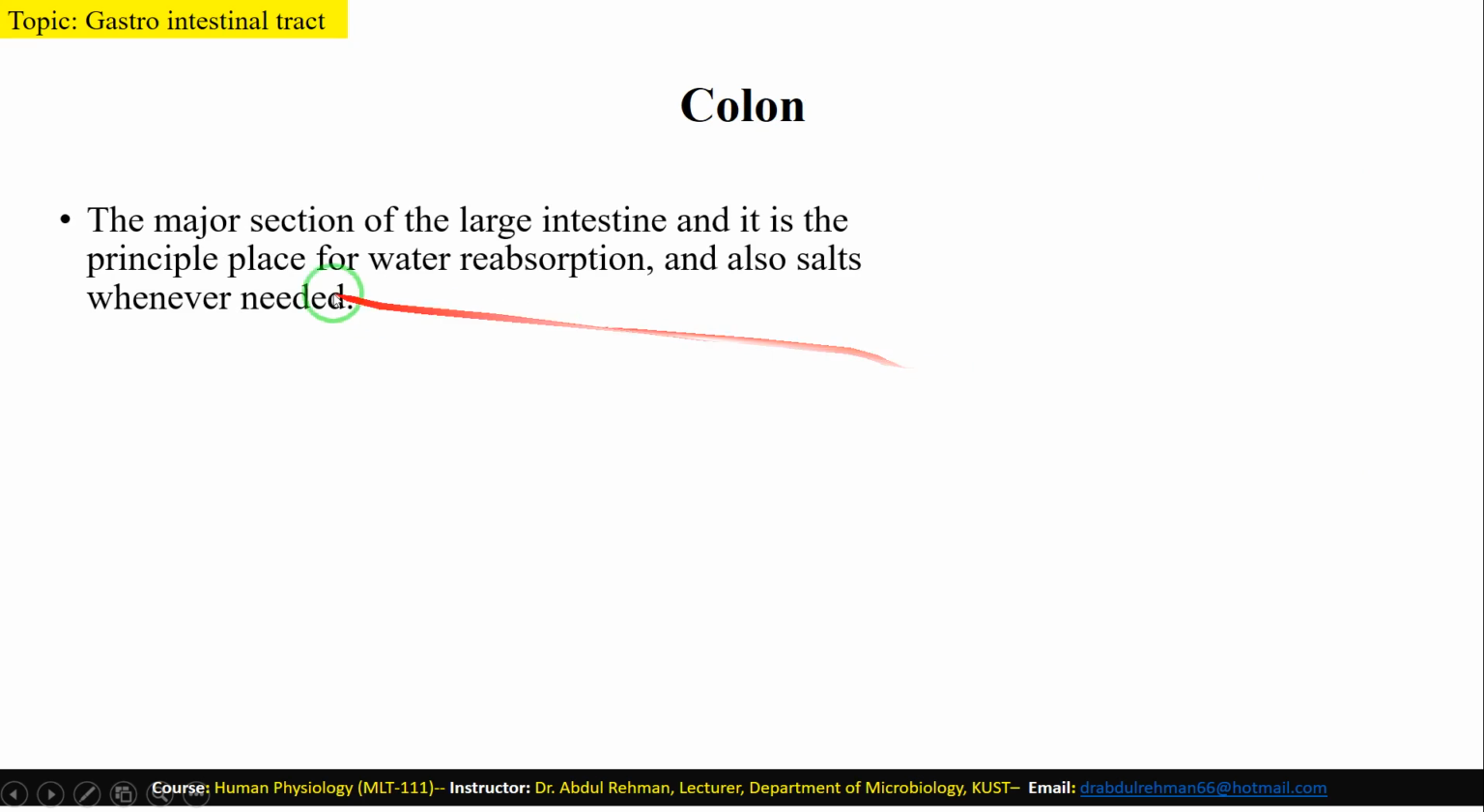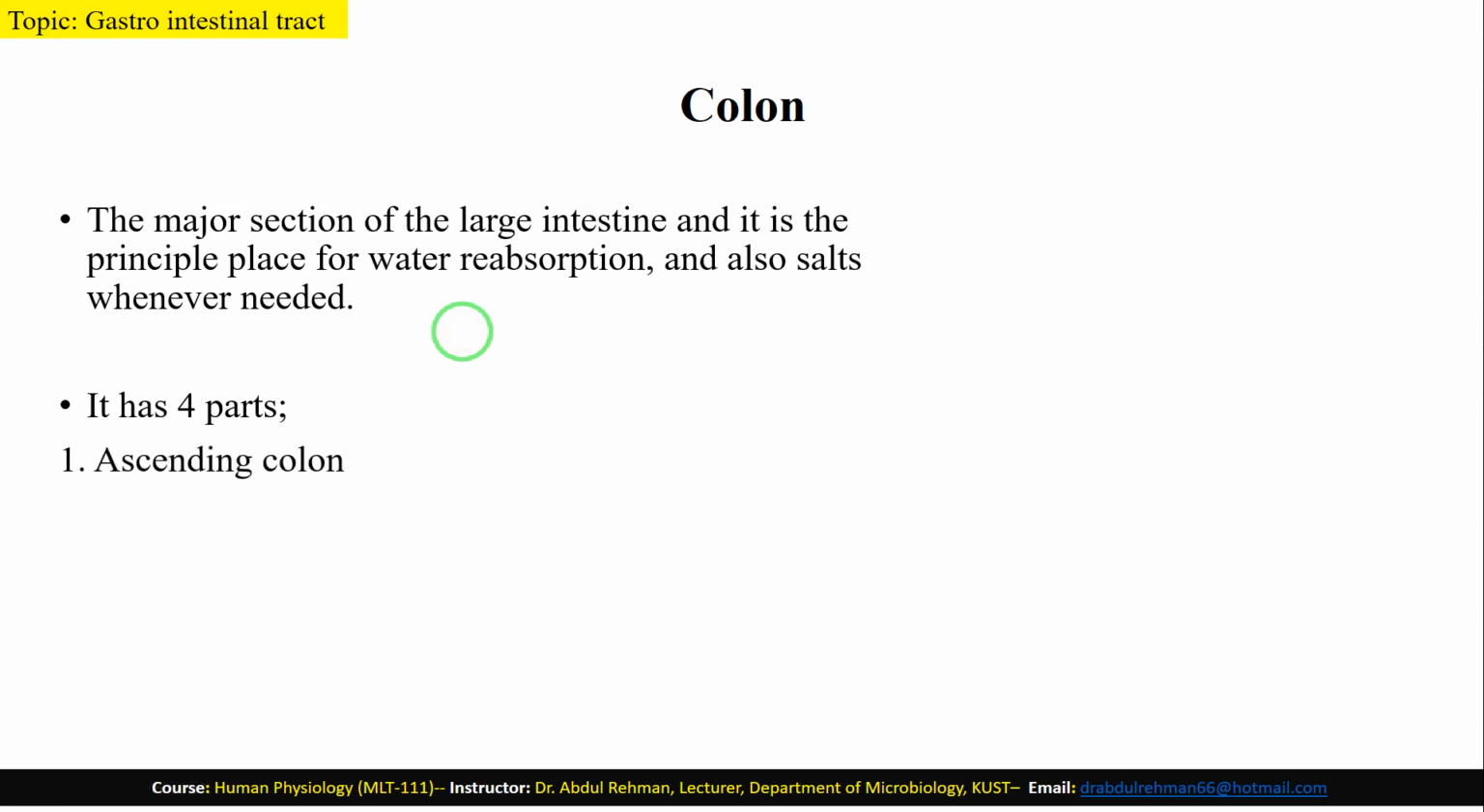The colon is the major section of the large intestine, and it is the principal place for water absorption, and also for salts whenever needed. It has four parts, as we discussed earlier: ascending, transverse, descending, and sigmoid colon.